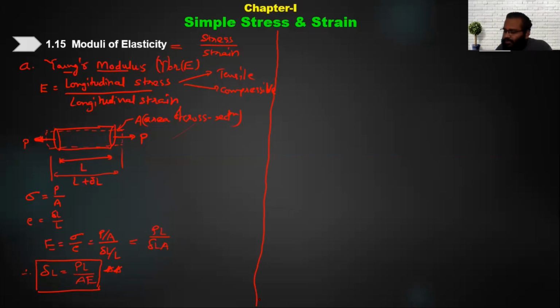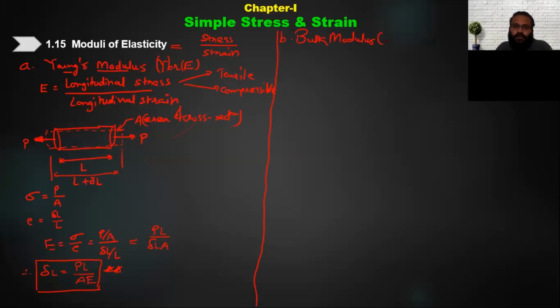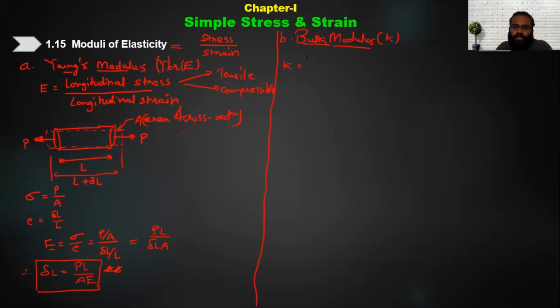Now the second type of modulus is what we know as the bulk modulus. It is denoted by small k. It is also called volume stress.